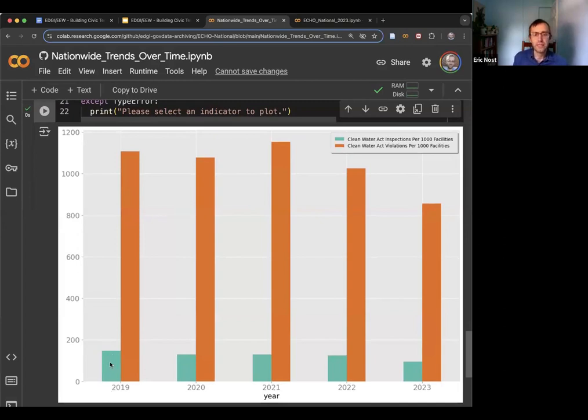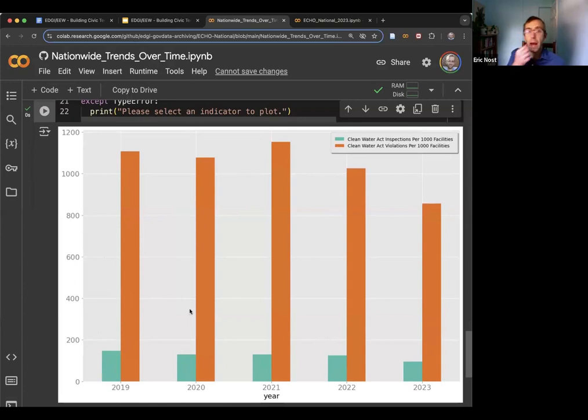So we see fewer inspections, less than 200 per 1,000 facilities, a number that has also somewhat declined over the past 5 years. But then we also see quite a high rate of violations. So basically over 1,000 violations per 1,000 facilities.